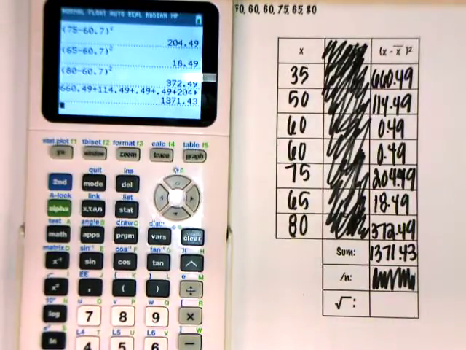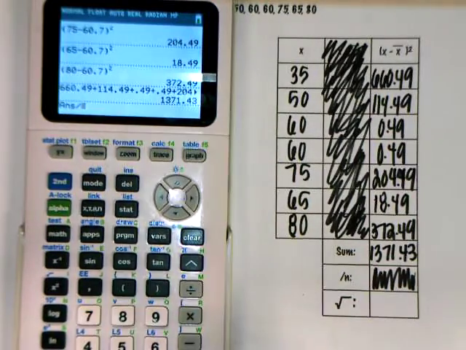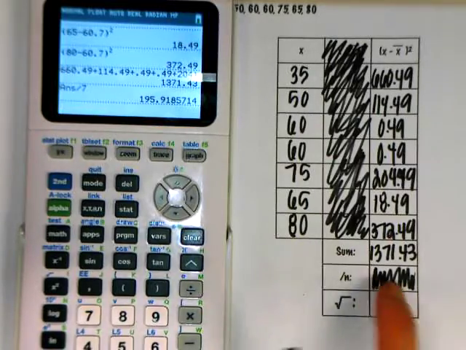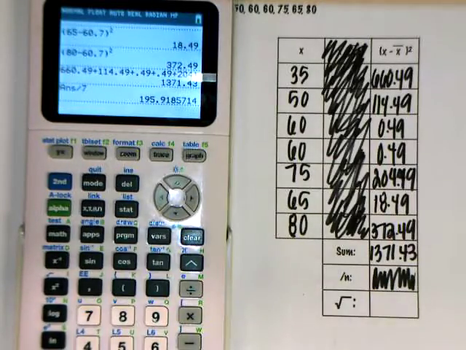Okay, so that's them all added up, and then I'm going to divide by how many numbers there are. How many numbers are there? 7. So this is why I scratched that out, because we don't want to round that off at all, so we don't even want to write it down. Okay, we're just going to do the next thing to it.